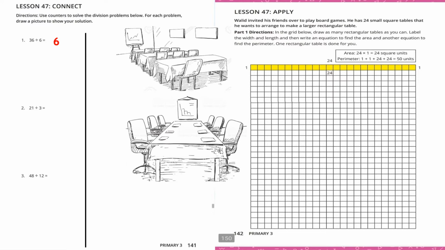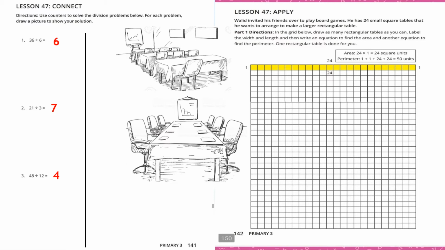In number 2, 21 divided by 3 equals what? We will ask ourselves, 3 times what will give me 21? 3 times 7. In number 3, 48 divided by 12 equals what? We will ask ourselves, 12 times what will give me 48? 12 times 4. Okay. Here in the apply part, Walid invited his friends over to play the board game.